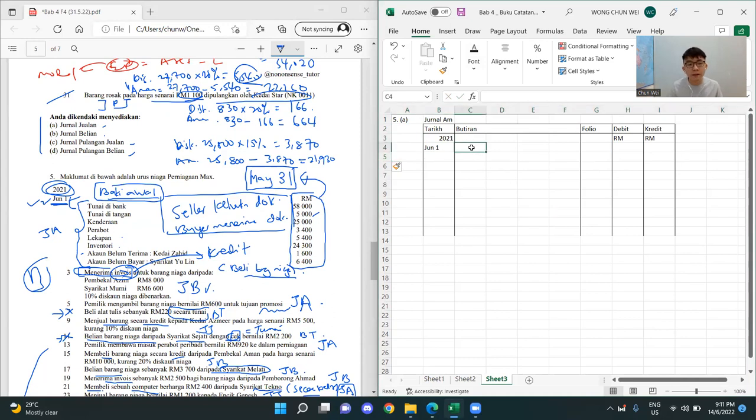So tunai di bank, you don't copy the whole thing, tunai di bank. So tunai di bank is actually what? The account bank. Tunai dalam tangan is actually tunai, account tunai, right? So here you put bank, tunai. Okay, we put all the asset on top first, then only the liability at the bottom, because we need to put all the debit, then only the credit. Okay, so then kenderaan, okay, this is asset. Kenderaan, perabot, kelengkapan, inventory.